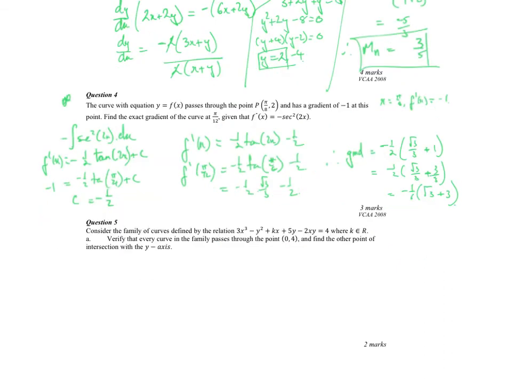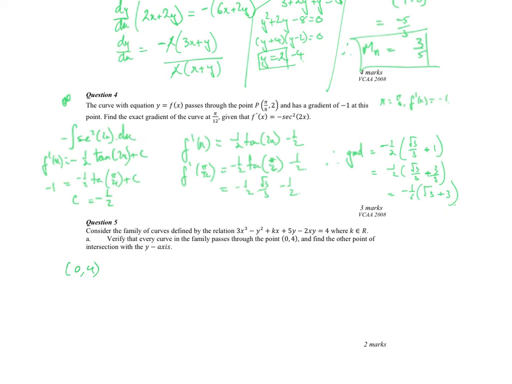All right, another implicit one it looks like. A family of curves defined by the equation. Verify that every curve in the family passes through the point 0, 4. Okay, so let's substitute the point 0, 4 in. And I'm assuming it will be true.